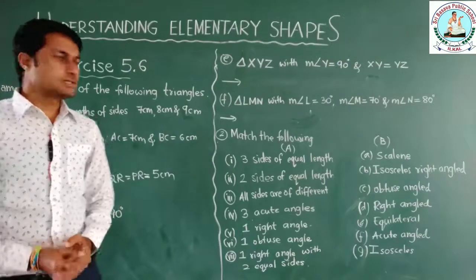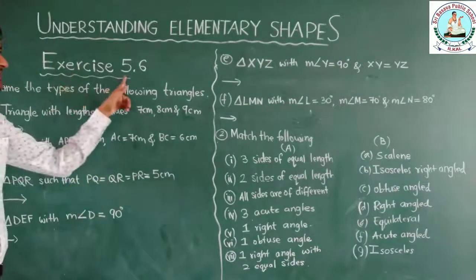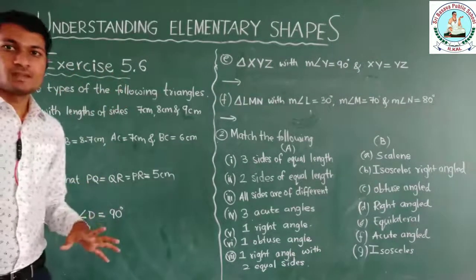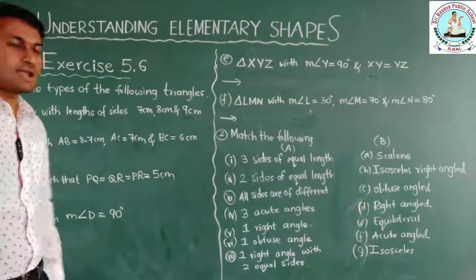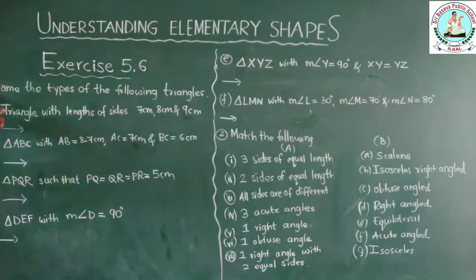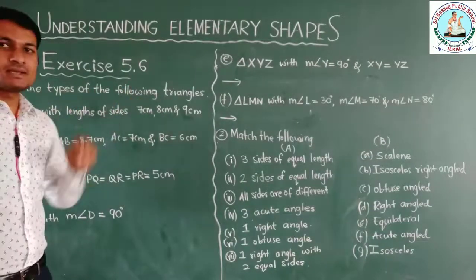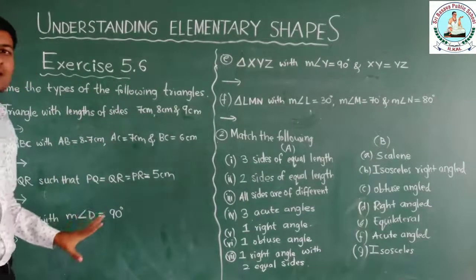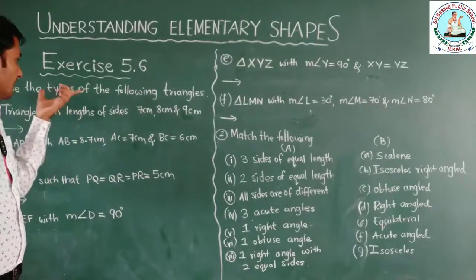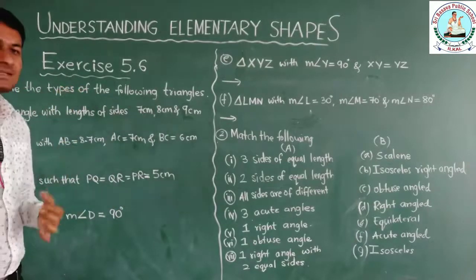Well students, let us solve exercise 5.6 based on the classification of triangles. Your first question reads: name the types of the following triangles. Here some triangles are given and you need to identify which type of triangles they are.